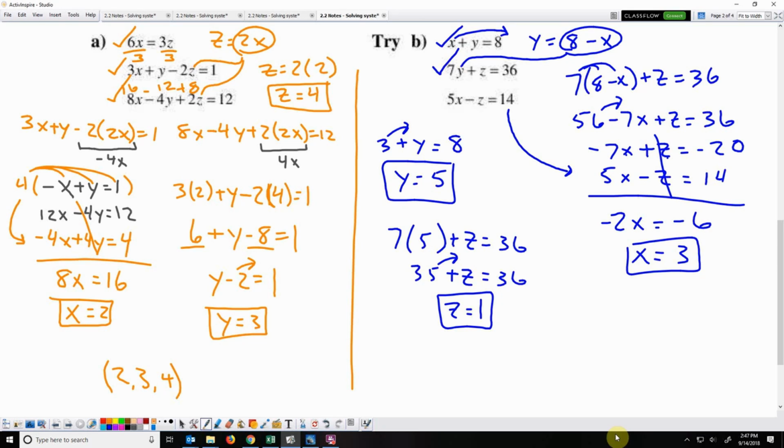Now I want to make sure it checks out in all three equations. So 5 times 3 is 15. Minus z is 1, does equal 14, it checks out, so I know my answers are correct. So those three lines intersect at the point 3, 5, 1.